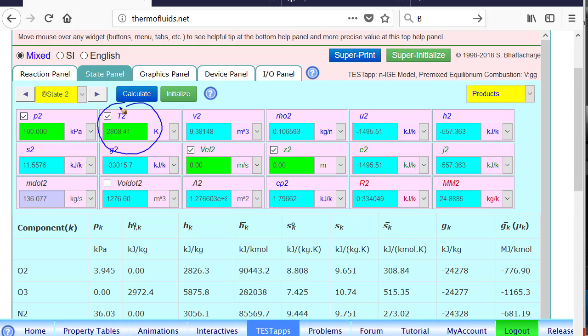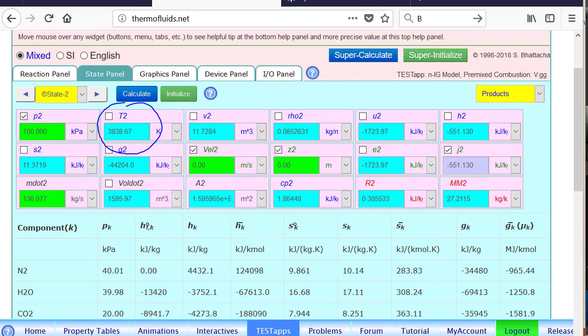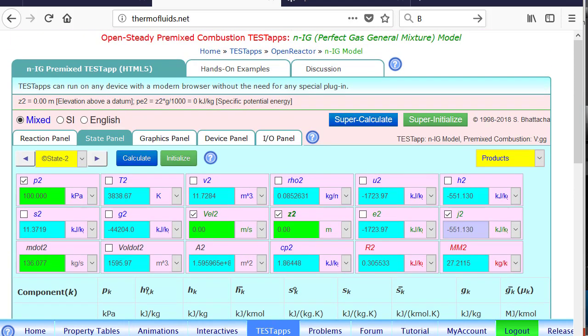So how do you go about it if there were 10% excess oxygen? Okay, let's go back to this model. Let me just show you in one place. This is the temperature we found with the IG model. This is the app for an IG model, that is, Cp is considered variable.